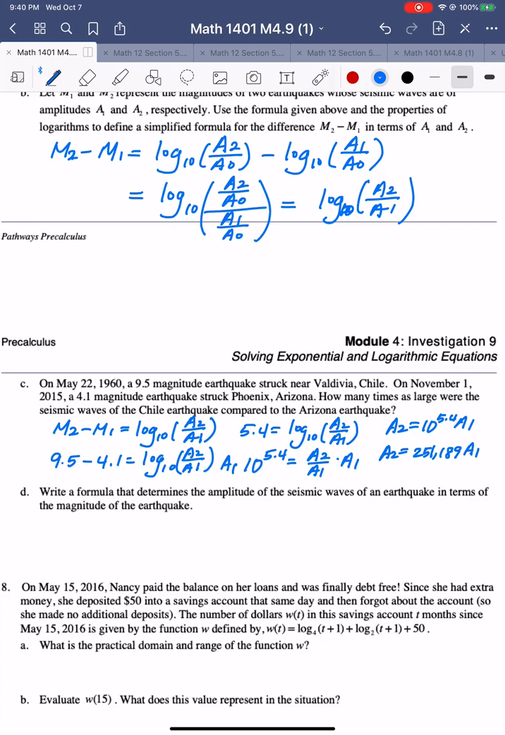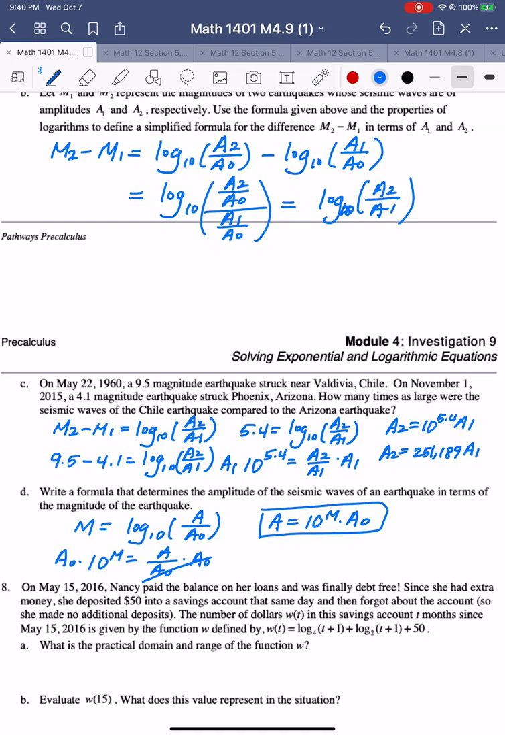Write a formula that determines the amplitude of the seismic waves of the earthquake in terms of the magnitude of the earthquake. Since we have magnitude is log base 10 of A over A0, if you put it in exponential form, 10 to the M power is A over A sub 0, and solving for A, multiply A sub 0 on both sides and cancel, so A becomes 10 to the M times A sub 0. So this is a formula you can use to find the amplitude. Alright, that'll be all for investigation 9. Thank you for listening.